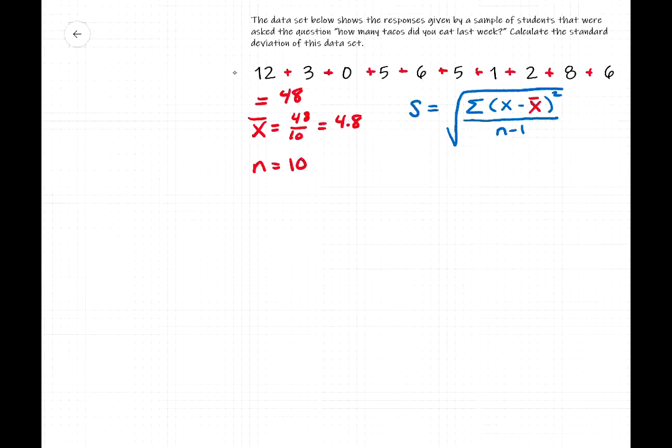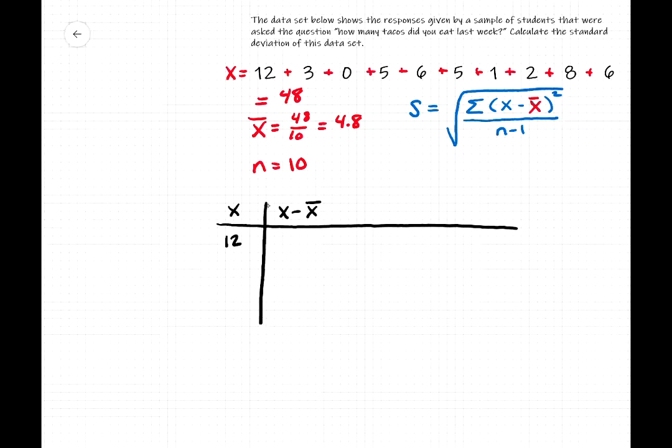The x values, that's our data. So we have 10 individually different x values. So what this formula is telling us to do is, let's make a little chart here. So for each x value, we have to take x minus the mean. And then once we have that number, we have to square it. X minus the mean squared.